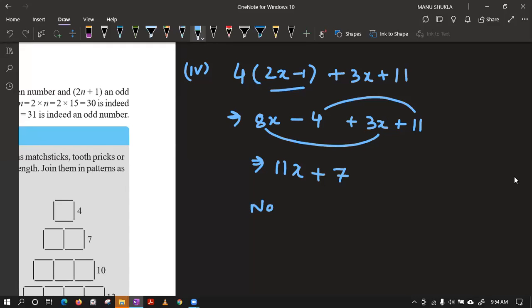So now putting x is equal to 2. What will we get? 11 into 2 plus 7.